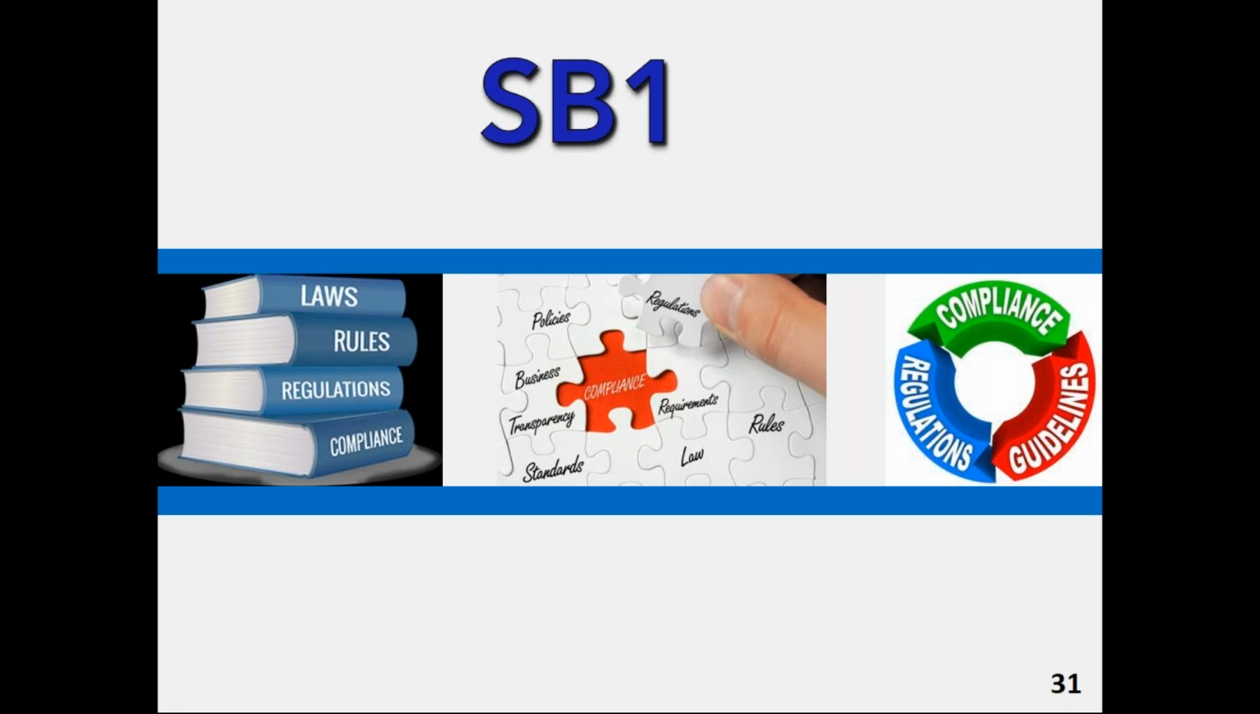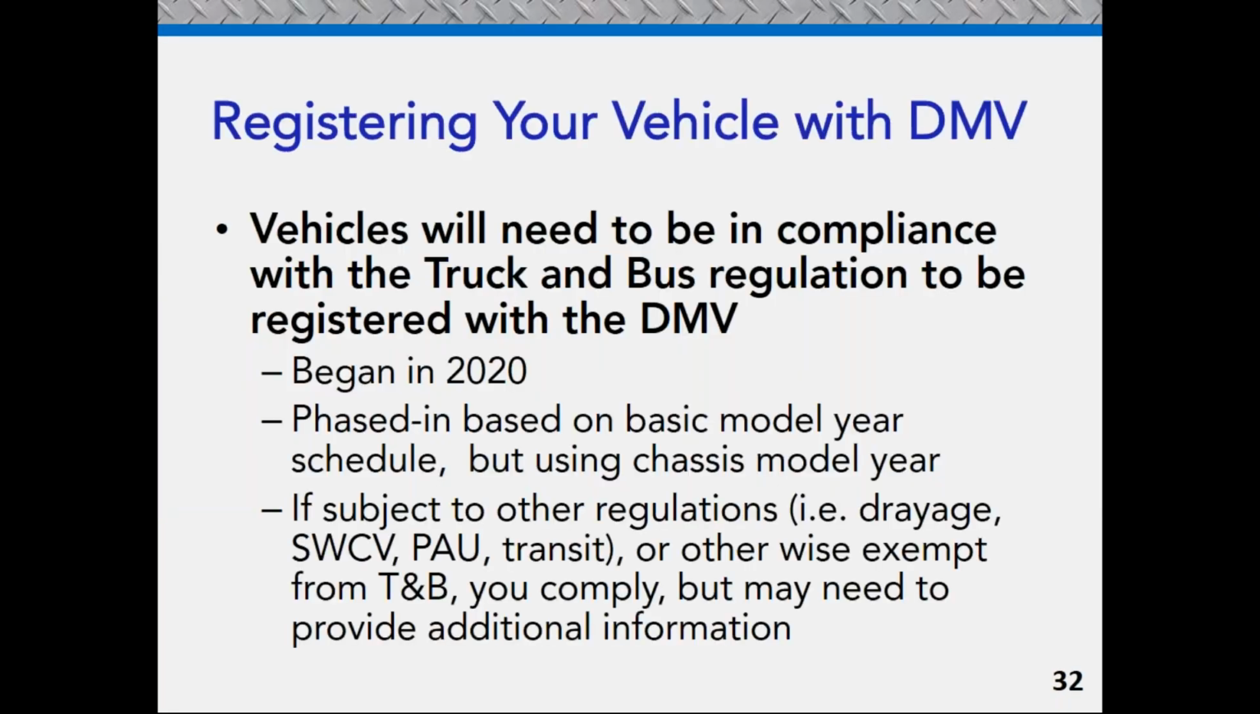But it also had another part, and that was that it brought the truck and bus regulation and DMV registration together, as far as compliance with the truck and bus rule being a requirement to get your registration. This is something that started as of January 1st, 2020. It actually started before that, but that's when it really came into effect. And what it really says is that if you have a vehicle that falls under the truck and bus rule, beginning in 2020, phasing in all the way through January 1st of 2023, you need to demonstrate compliance with the truck and bus rule before DMV will let you get registered.